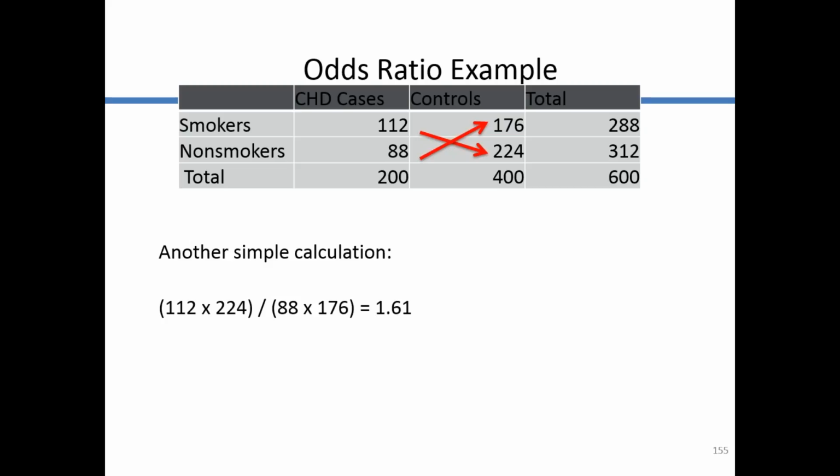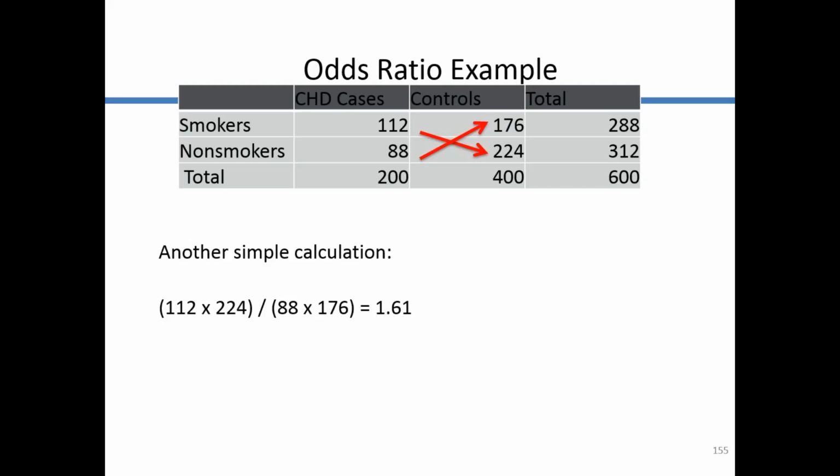It is the cross product. And it's the same. You could look at this mathematically, it's absolutely the same. You take A times D. Imagine this is a 2x2 table. Normally the A cell is the upper left. The B cell is the one to the right of it. The C cell is the lower left. Not the very lower left, but the 88. And the D cell is the 224.